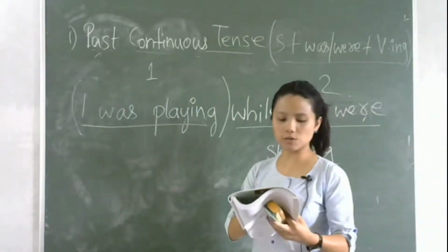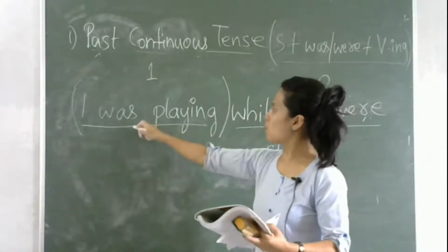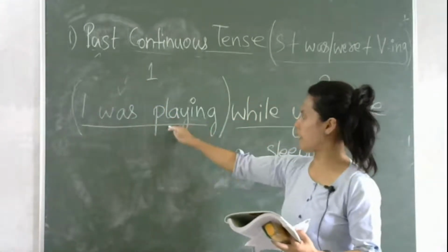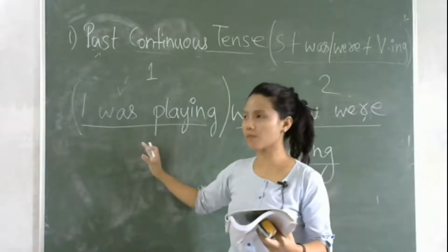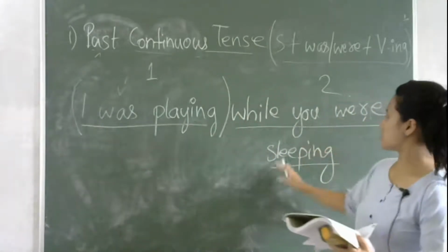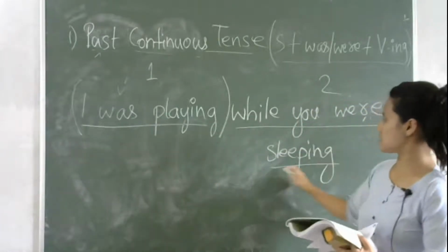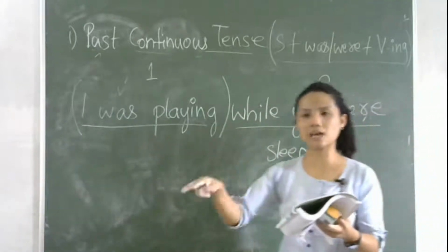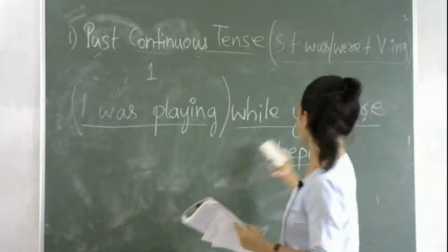It is also given very clearly in your book. It is highlighted in red. Was playing, the helping verb along with play plus ing. This is one action. I was playing while you were sleeping. So this is the second action. So these two actions are happening at the same time.